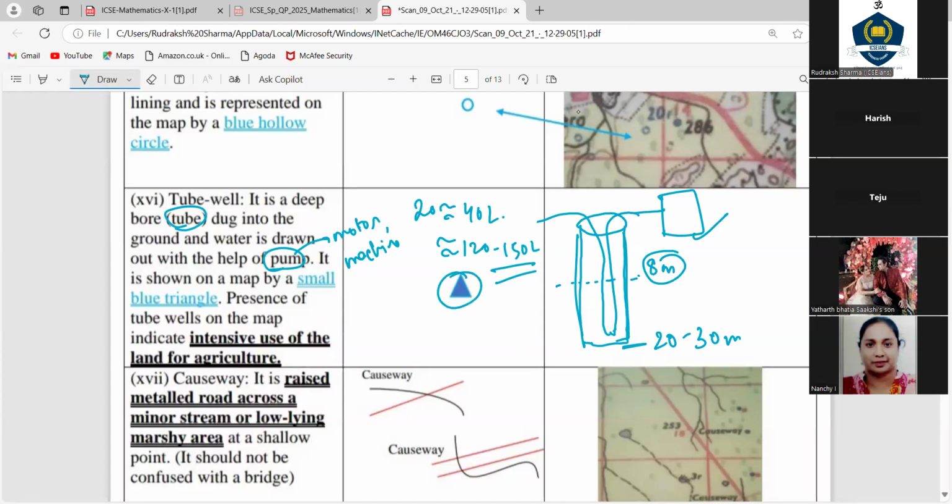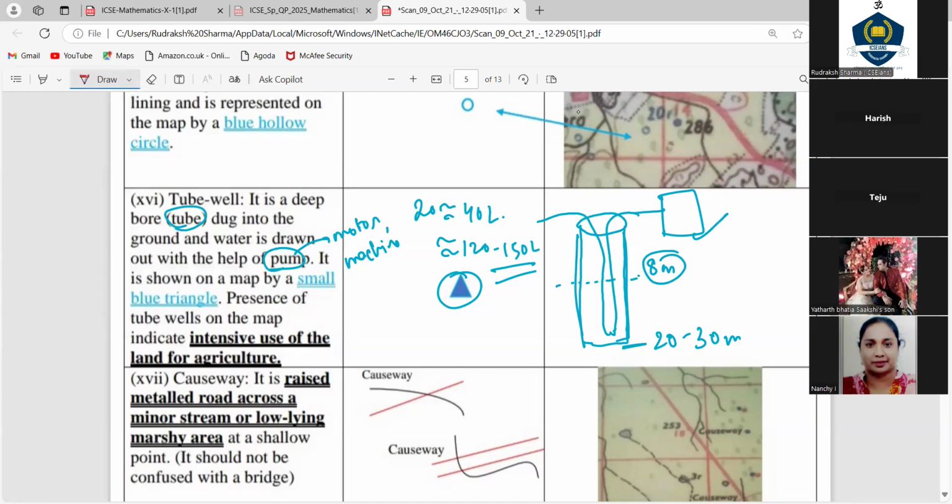So this is a blue triangle, and in our topography none of the maps have tube wells, because the areas which we are studying, Rajasthan and Gujarat, are the backward areas of Rajasthan and Gujarat. So there are no tube wells there, and we don't have tube wells in our topography. But the board can ask you for drawing a tube well, with the help of color. You need to use blue color, okay.